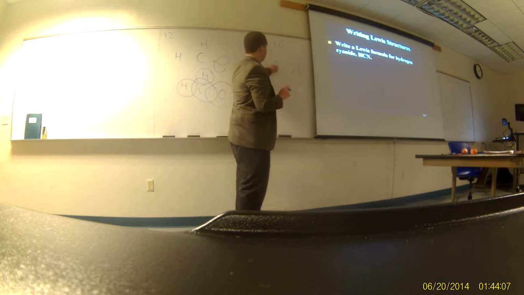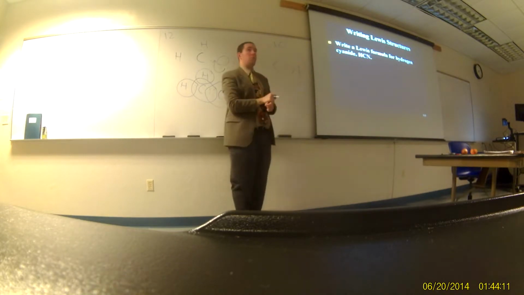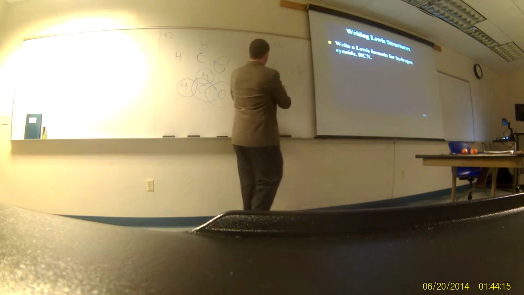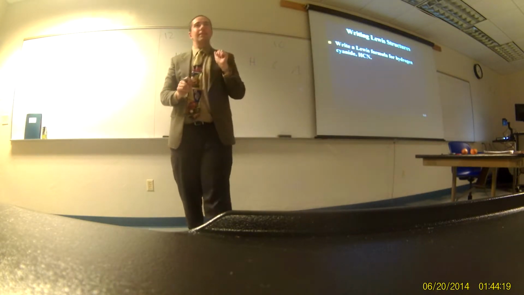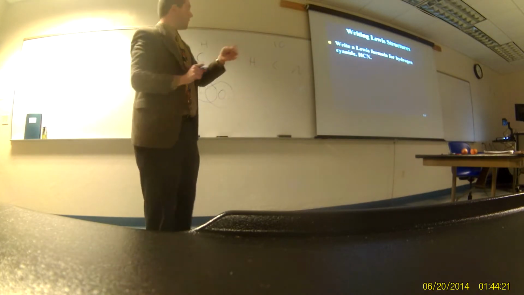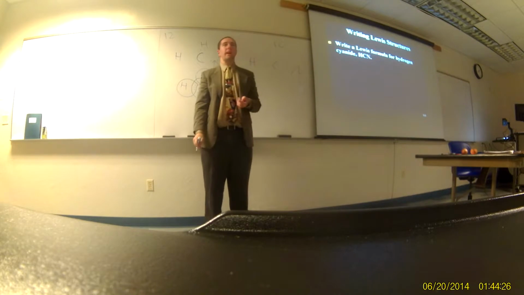The carbon needs to be in the middle. I could have put the nitrogen either here or here though. That's perfectly fine. So I put my first 2 pairs in. The second step, the next step, was to put electrons on the outside to make the outside atoms happy.